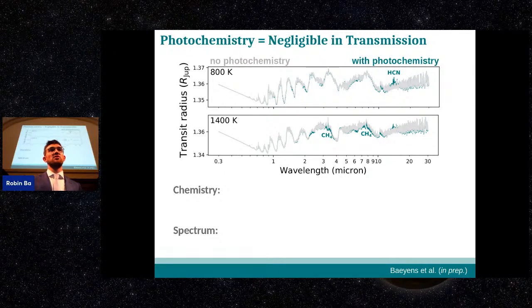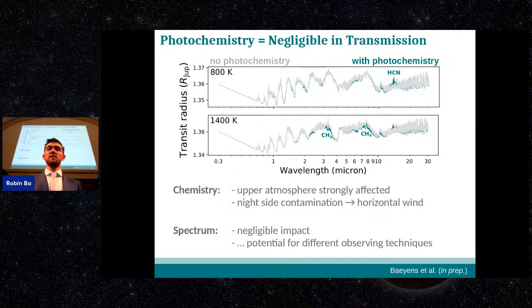Does that mean that the chemistry is not affected by photochemistry at all? No, not really, because actually in the upper atmosphere, it is quite important. We find that our upper atmosphere in our models is strongly affected by photochemical dissociation. And we even found products of photochemistry on the night side of our planets, and they arrive there by being transported by a horizontal wind from the day side towards the night side.